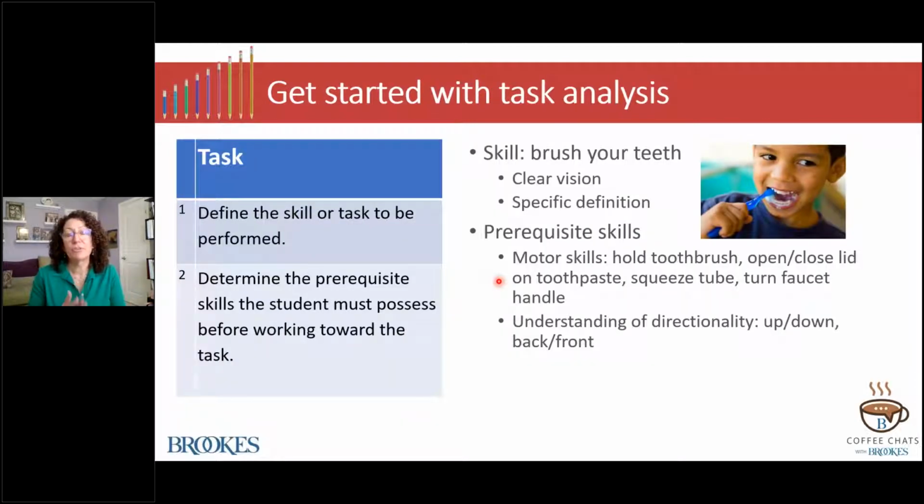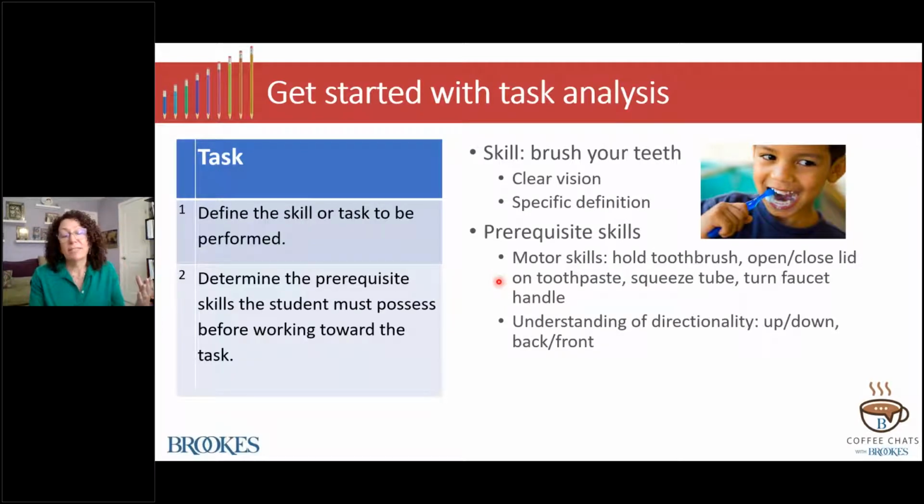These first 2 steps involve really becoming familiar with what the skill is. What is it that we want the child to be able to do? What's the task? And like I said, in this particular presentation, we're going to use the skill of brushing your teeth. You want to have a clear vision and a specific definition so that everybody who is working with that child, whether it's their parents, the paraprofessional, or you yourself, understand what the task is, what the skill is, and what it's going to look like, so that everyone would be able to say, yes, that is brushing your teeth.